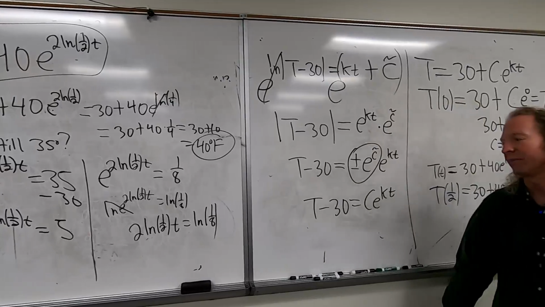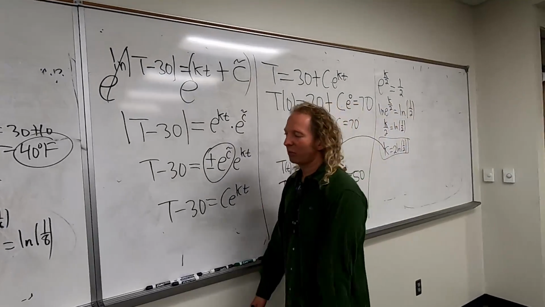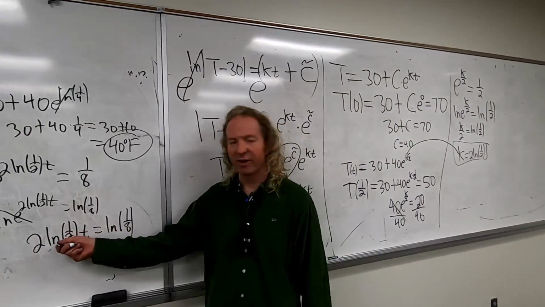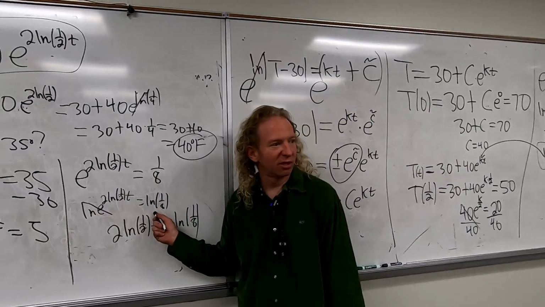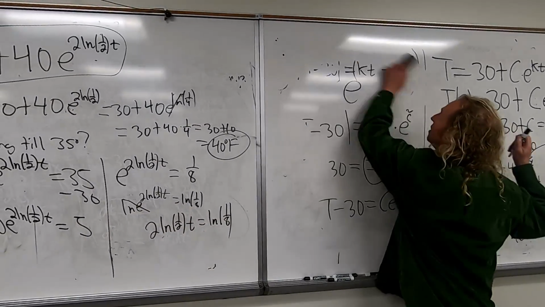Wow, ridiculous, right? Divide by 2 ln 1/2. We get t equals this divided by this. So a lot of math there. So take the ln, these cancel. So we get t.